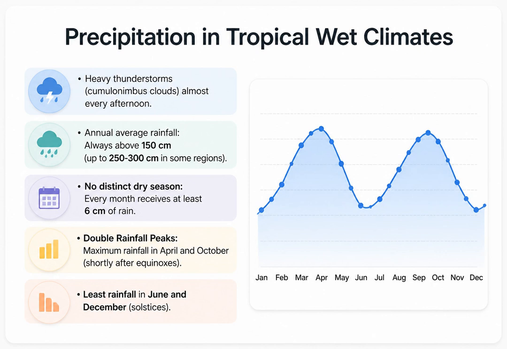A unique hallmark of this climate is its double rainfall peaks. Because the ITCZ passes over the equator twice a year, you get maximum rainfall shortly after the spring and autumn equinoxes, specifically in April and October.